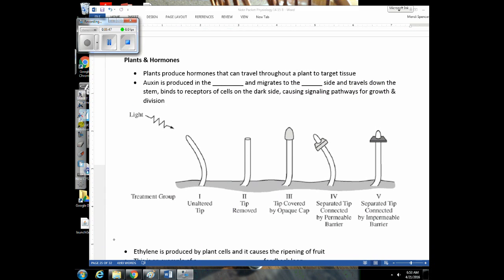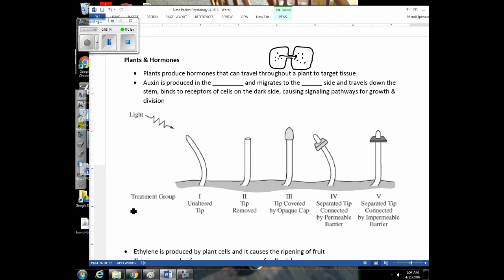One thing I want to note is that animals aren't the only organisms that can produce hormones. Plants can produce hormones as well. These hormones can travel over long distances throughout the plant tissue from cell to cell. Remember, cells are connected by plasmodesmata. It's been a while since we talked about that. Molecules from one cell can move to another cell through those gaps, those plasmodesmata.